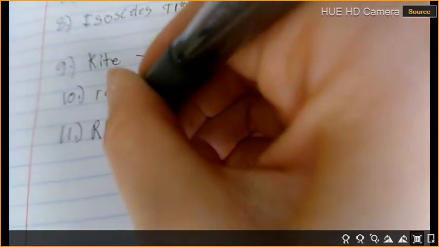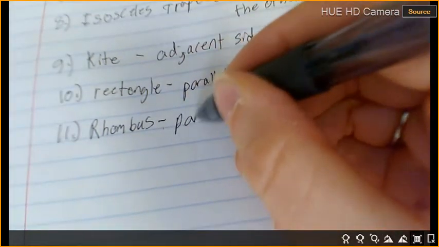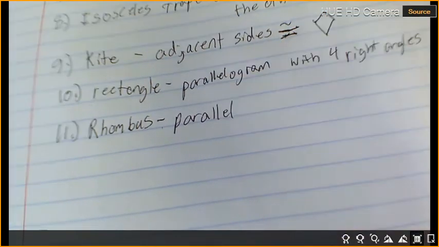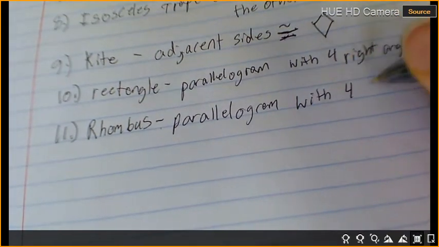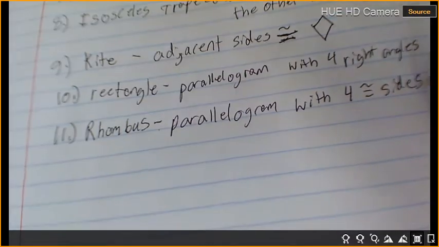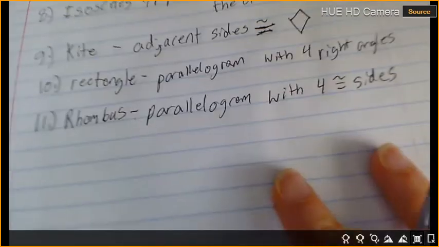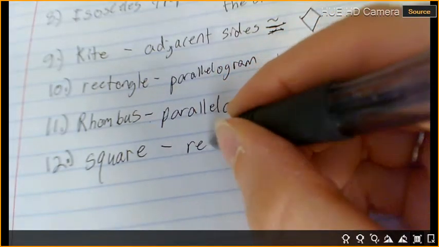What about a rhombus? Who remembers what a rhombus is? It's still a parallelogram, but what is special about it? 4 equal sides, 4 congruent sides. A rhombus is a parallelogram with 4 congruent sides. Finally, we've got a square. A square is everything a rectangle is. It's a rectangle and a rhombus.